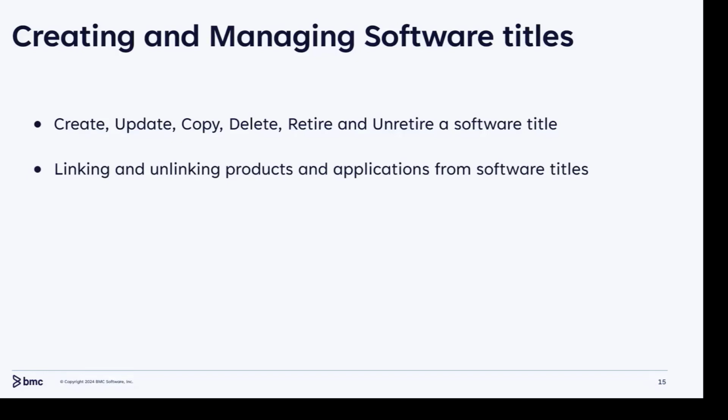You can also link products and applications to the software title. You can view these linked products and applications in the linked application section in the software title form. The unlink option is disabled if no products or applications are selected or when there are no applications listed in the linked application section.